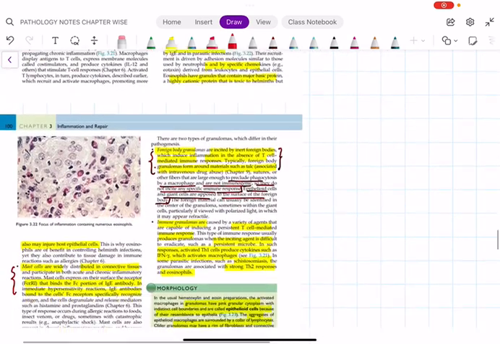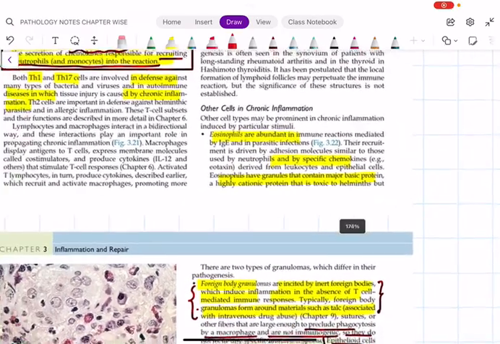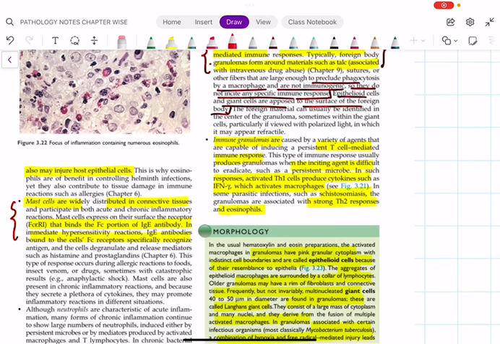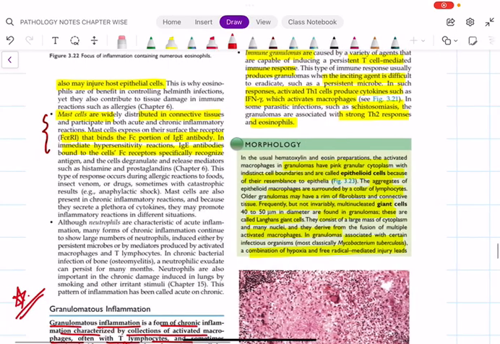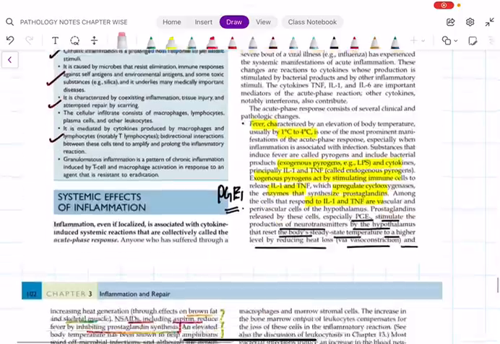Then once it is done, let us see what are the other cells. We have eosinophils, IgE in case of parasitic infections, mast cells, mainly in case of our allergic hypersensitivity reactions, all those. Fine, okay. So these are the other important cells. Now let us see what is granulomatous reaction.